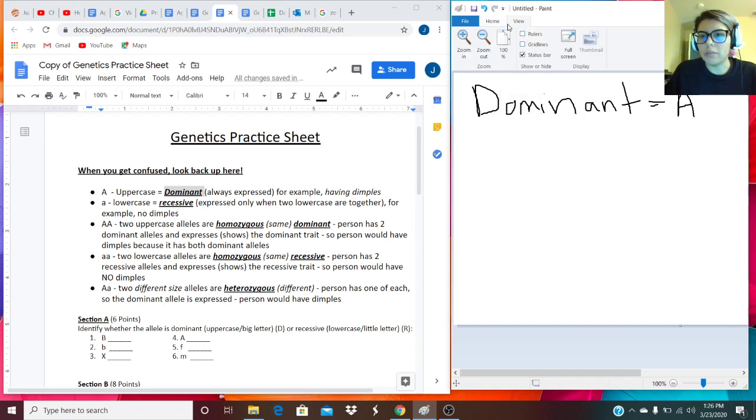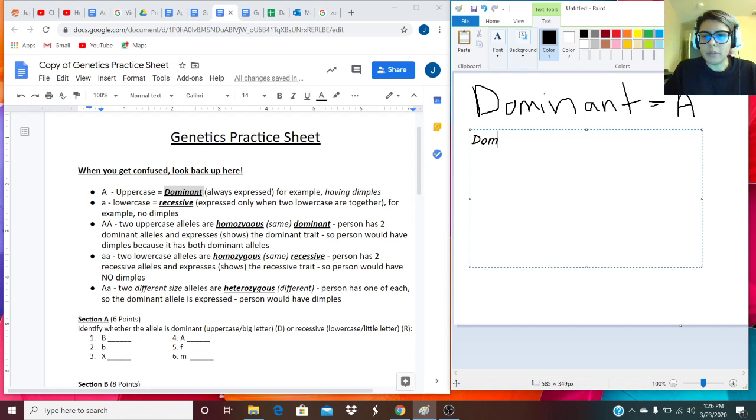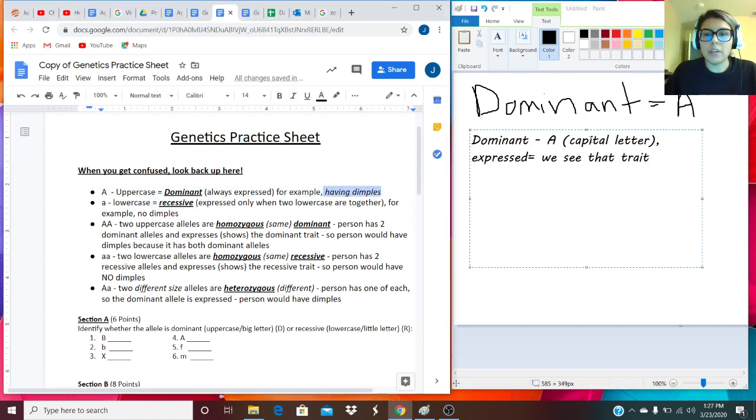I'm going to do something a little different, to make my life a lot easier. If it's dominant, that means it's a capital letter, a capital A. If it's one, that means it's always expressed. Expressed just means that we can see that trait, and in this case the trait could be dimples. If there is an uppercase A, that person is going to have dimples no matter what.